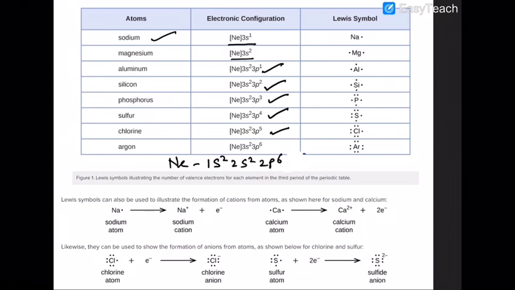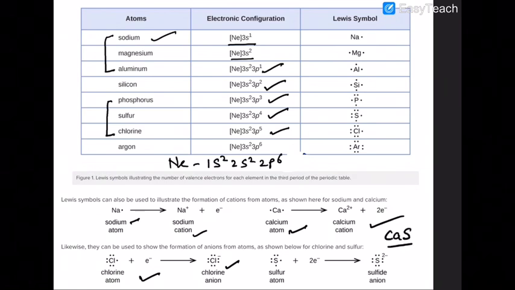Now, some of these atoms tend to gain electrons, and others tend to lose electrons. Sodium loses an electron to give a sodium cation, calcium loses 2 electrons to give a calcium cation, and a chlorine atom will accept an electron to give a chloride ion, so Na plus Cl minus is an ionic compound. Similarly, how is calcium sulfide formed? Calcium will lose 2 electrons and sulfur will gain these 2 electrons. So calcium sulfide is also an ionic compound.